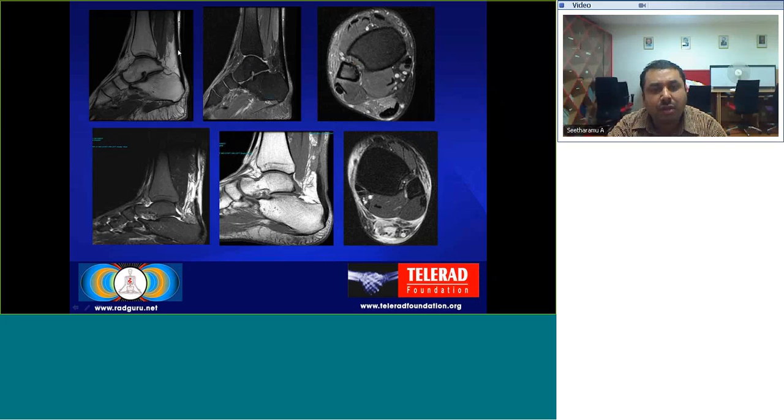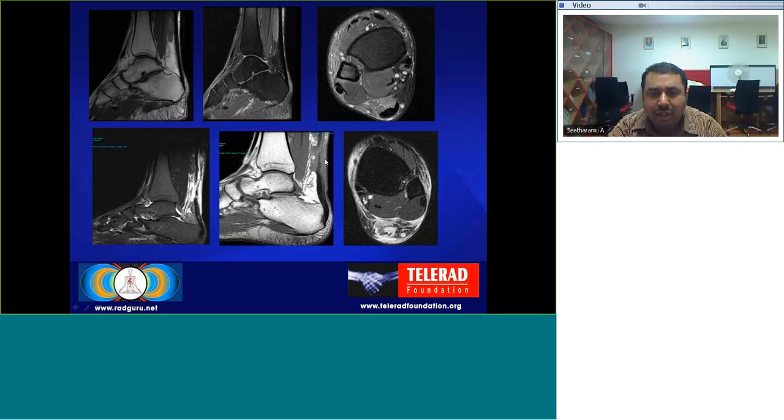So these are the images. Normal T1 image sagittal of the Achilles tendon, normal T1, and this is the normal axial PD fat sat images of the Achilles tendon. This is a sagittal image demonstrating a near full thickness tear of the tendo-Achilles with a defect and surrounding edema/hemorrhage.